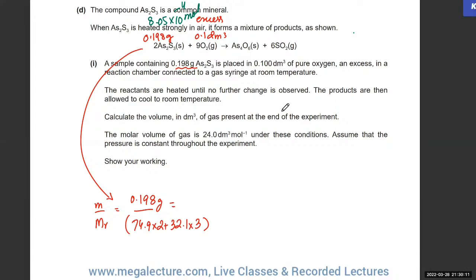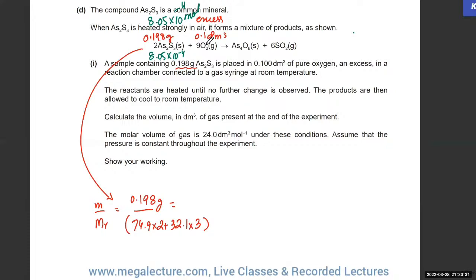So you know that this is 8.05 into 10 to the -4, right? Moles. Use ratios to figure out the moles of all the other substances. What would be the moles of O2? It would be 8.05 times 10 to the -4 divided by 2 into 9. What do you get for that?